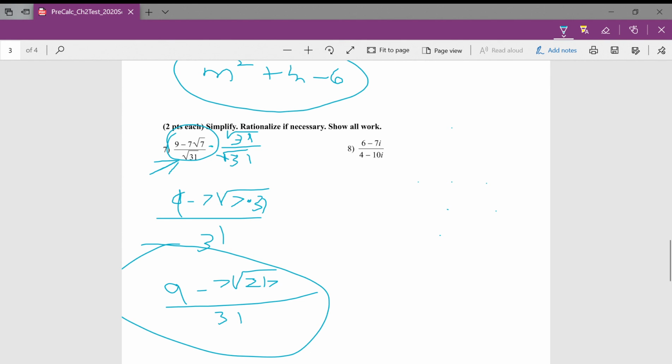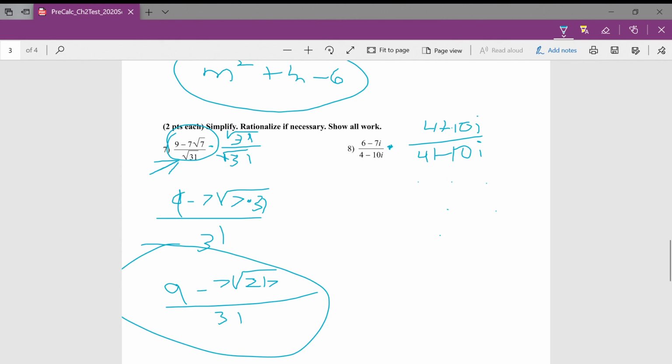All right, next problem. So these are imaginary numbers, and it's similar because an imaginary number is just root negative 1. So what we're going to do is we're going to multiply it by the reciprocal. So 4 plus 10i. And once again, this is equal to 1, so we're not actually changing the value.